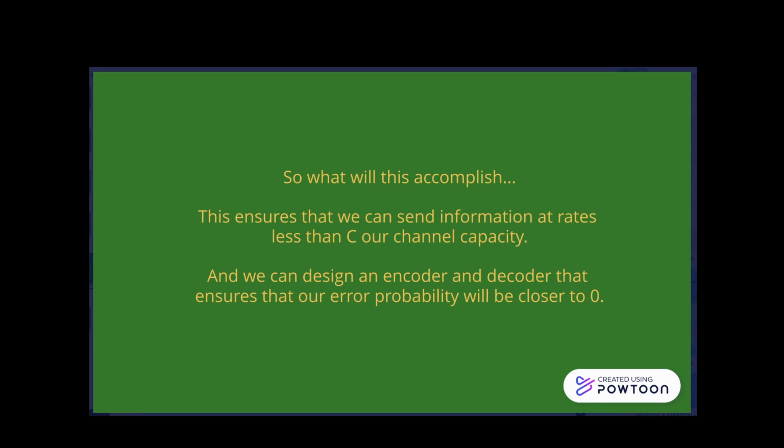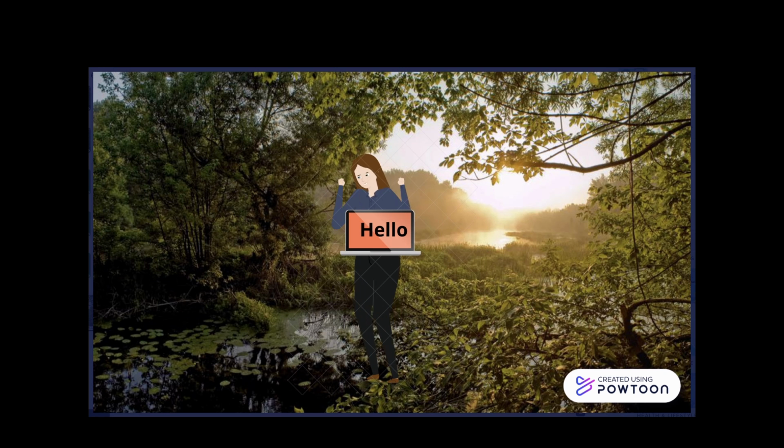So what will this accomplish? This ensures that we can send information at rates less than the channel capacity. And this way we can design an encoder and a decoder that ensures that our error probability is minimal and is close to zero. So this is how Bob's problem is solved. As long as his network provides a high channel capacity, his messages are delivered very fast. And as long as they use a proper encoder and a decoder, we can ensure that Alice receives the right message.